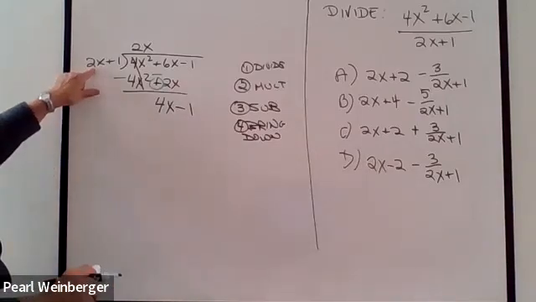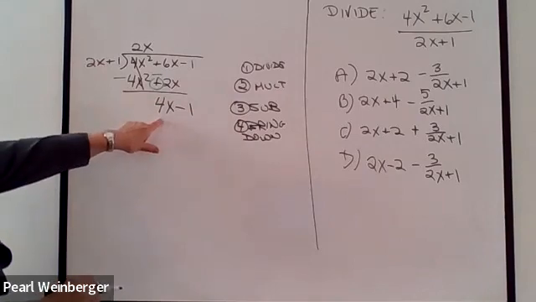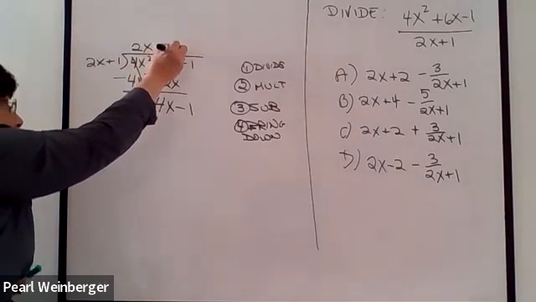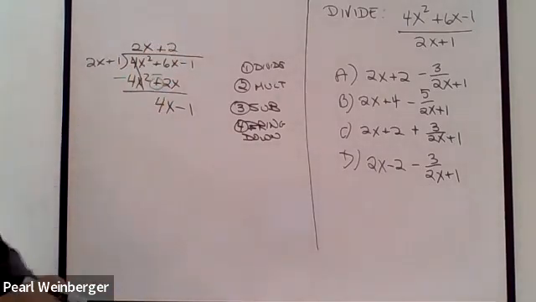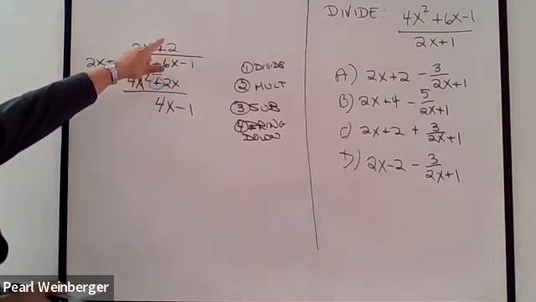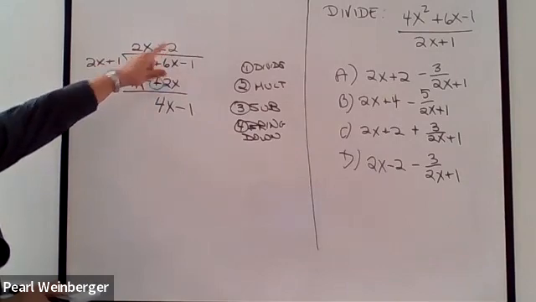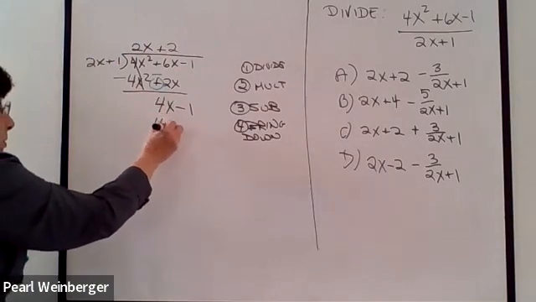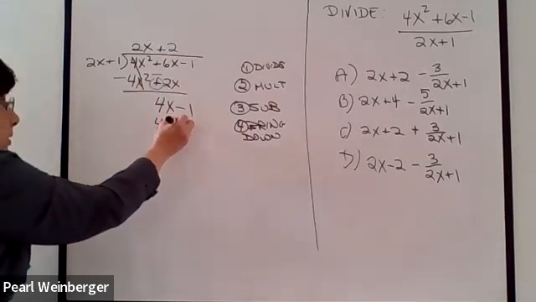I take the 2x and divide it into the 4x. So 2 into 4 gives me 2. The x's cancel out. I now put a plus 2 on top. I take what I put on top, the 2, and I do 2 times 2x is 4x, and 2 times 1 is 2.